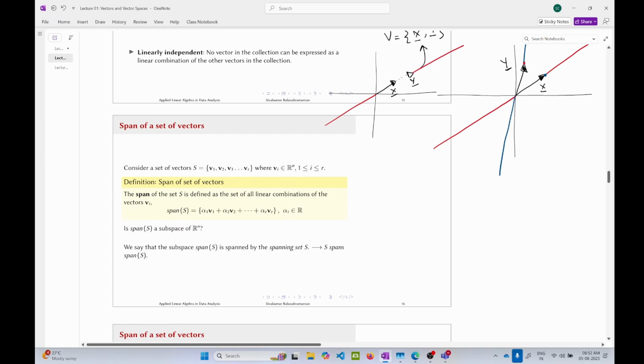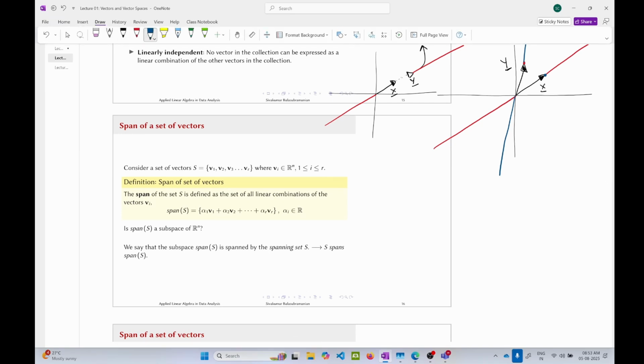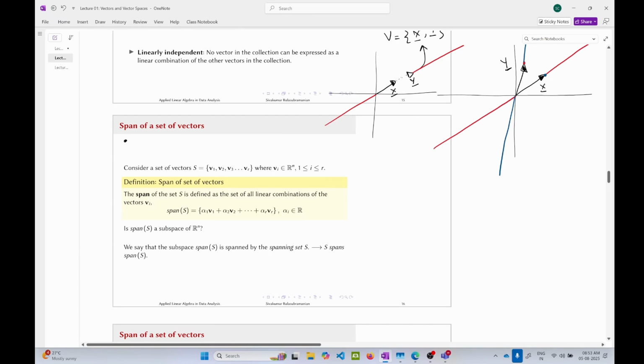But we've already looked at this a little bit. It brings us to this next idea called the span of a set of vectors. As I said before, vector spaces and subspaces are sets. Linear independence is a property of a set of vectors. And span now is another set. Okay. It's essentially a set that is produced by another set of vectors. And the idea is very simple.